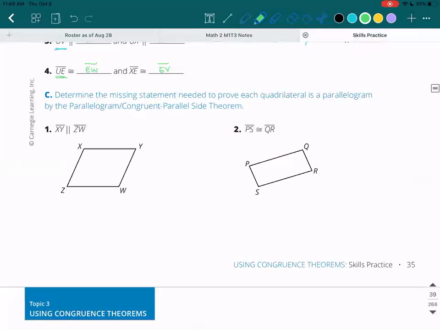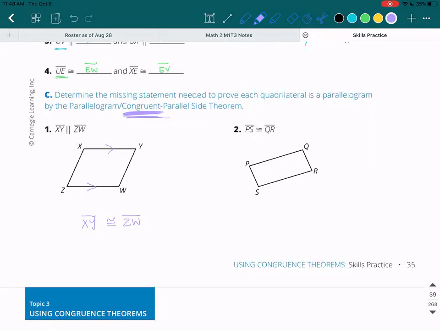So number 1, it says XY is parallel to ZW. They picked the opposite sides for us, and they already said it's parallel. Now we just need to say it's also what? Congruent, yes. So then all we have to write is XY is congruent to ZW. And that's it. This is the missing statement that we needed. We need to state that they are congruent as well.